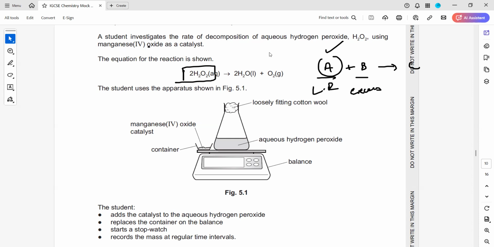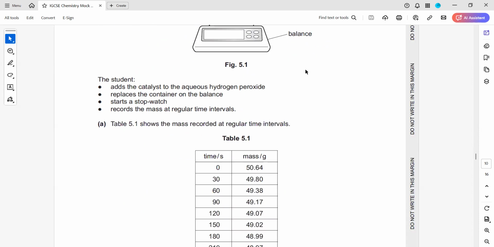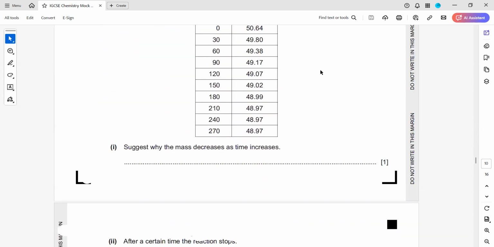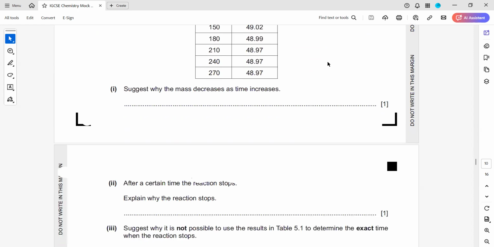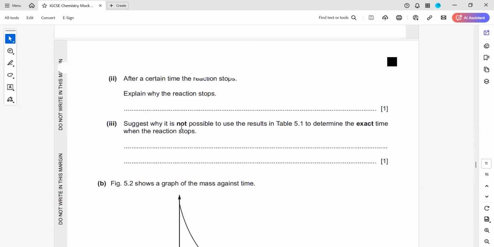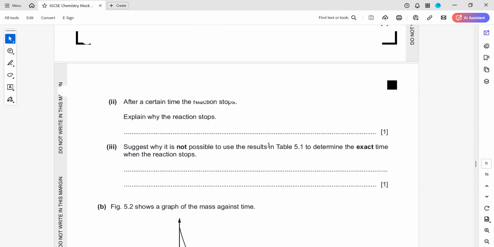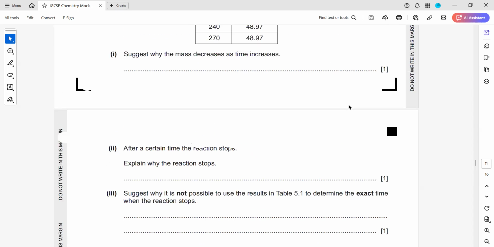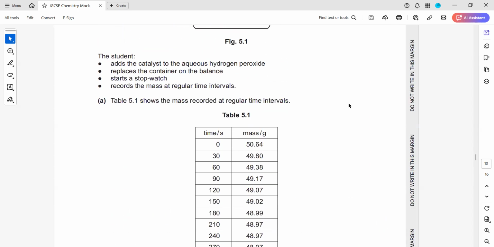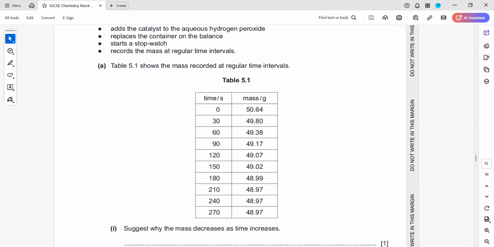So you should mention, instead of mentioning limiting reactant used up, you should mention hydrogen peroxide used up. Suggest why it is not possible to use the results in table 5.1 to determine the exact time when the reaction stopped. So why can we not determine the exact time when the reaction has stopped? What could be the reason?